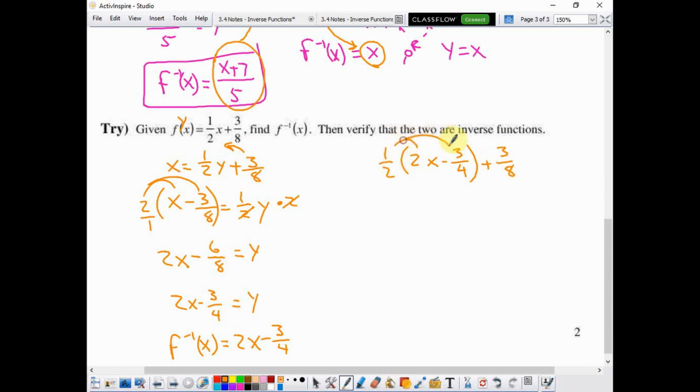We'll distribute the half. 1/2 times 2 is 1, so 1x, minus half times 3/4 is 3/8, plus 3/8. Minus 3/8 plus 3/8 cancels. I'm down to just an x, which tells me that what I decided was my inverse is correct.